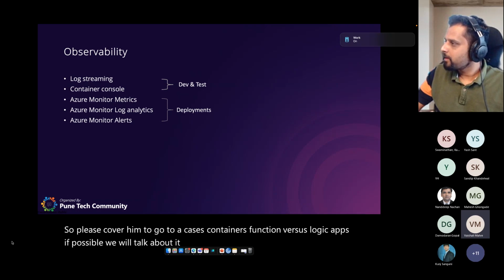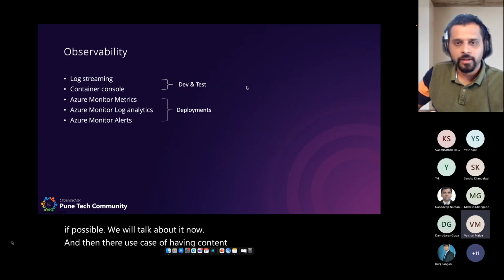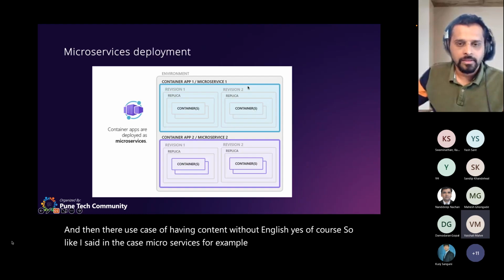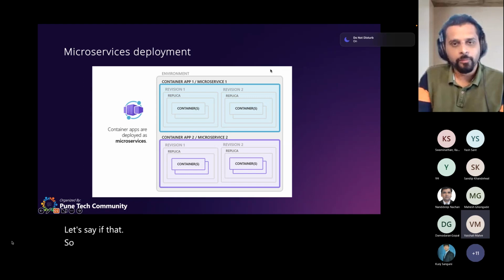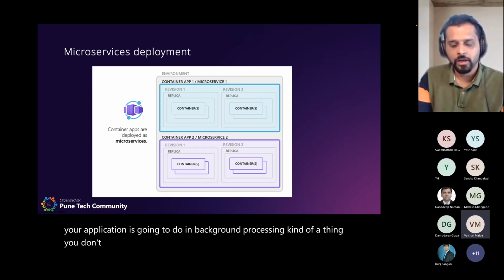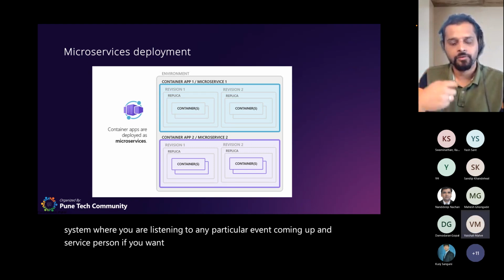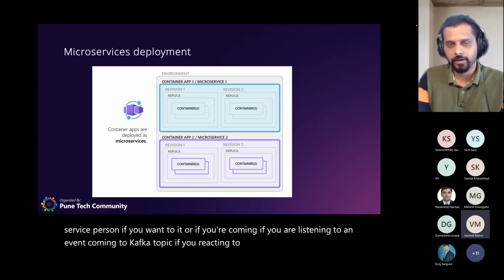Okay. And then, is there a use case of having a container app without ingress? Yes, of course. Like I said, in the case of microservices, for example, if there's a background processing you are running, if your application is going to do background processing, you don't need to enable ingress. Or if your application is more of an event-driven system where you are listening to a particular event coming up in Service Bus and you want to react to it, or if you are listening to an event coming to a Kafka topic and reacting to it, then ingress might not be needed.